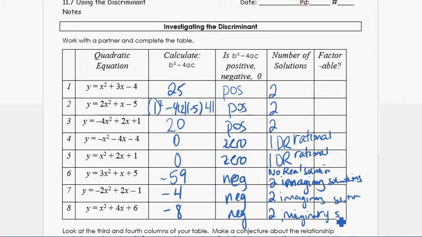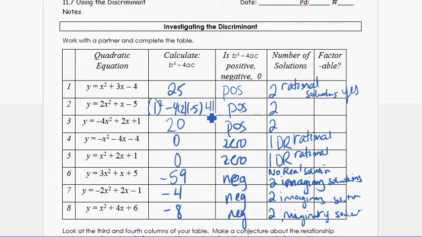Okay. One thing about these 2 solutions up here when it's positive, when we look at number 1, we ask ourselves, can we factor this? Is there something that multiplies to give us negative 4 and adds to give us 3? And the answer to that is yes. This is factorable. The other thing is, though, this 25, because it's a perfect square, tells us that this is factorable. If it's factorable, we're going to get 2 rational solutions.